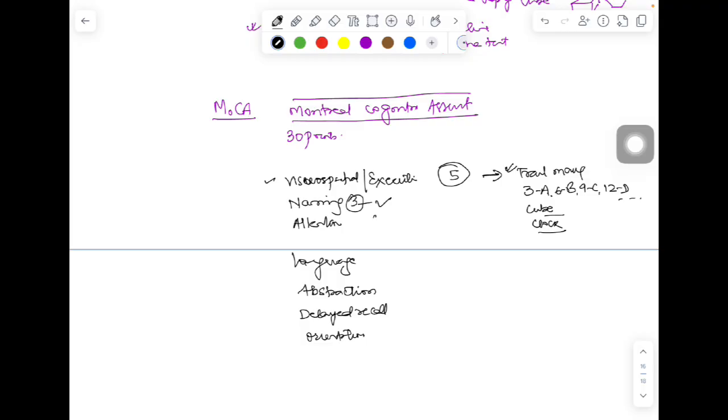Attention, 6 marks. So attention is, he has to follow the command, like he has to tap the table whenever we say that a bird has been named. So like cow, buffalo, butterfly, crow, he has to tap the table at crow. So he's putting attention. Then there are language, repetition, fluency, abstraction, similarity can be detected, delayed recall, and orientation. All these functions take some 5-10 minutes to calculate.